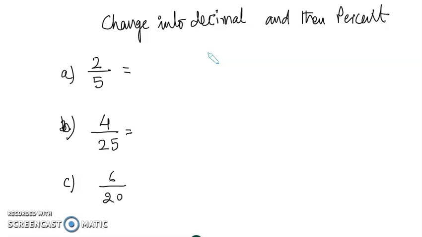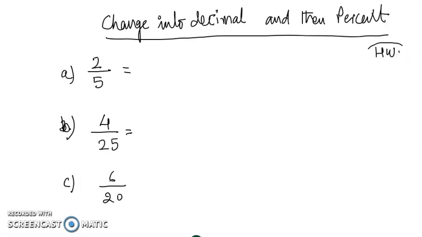I have given you these 3 questions as homework. You can try them and send me the solution. You have to change it into decimal and then percent. I will solve one question. You can change it into decimal without using a calculator also.